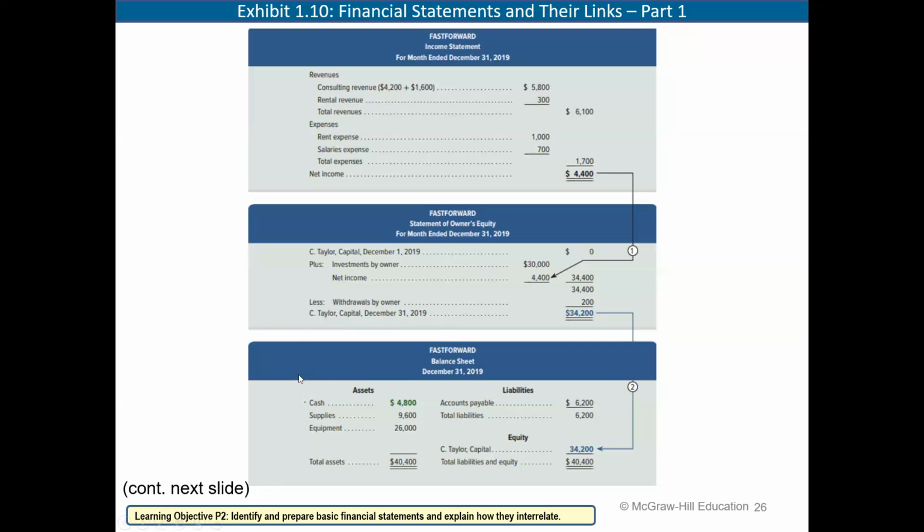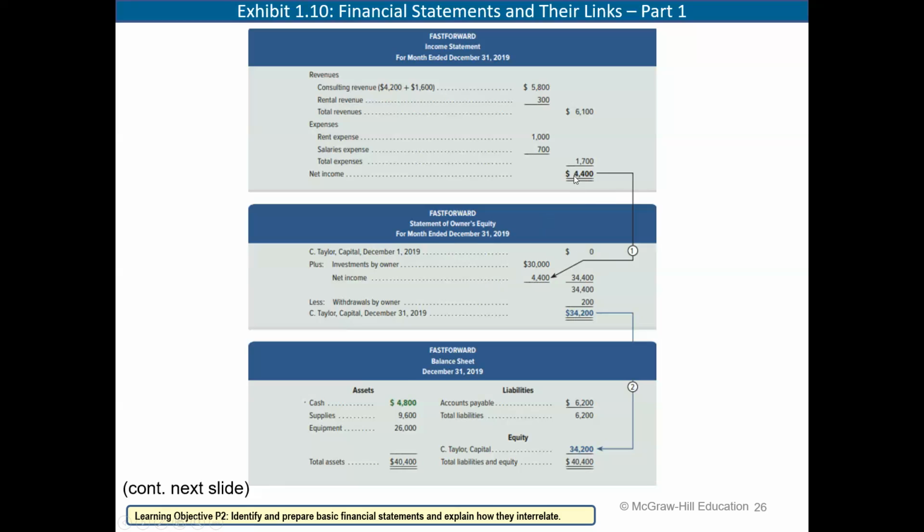So here's what a statement of owner's equity looks like. It has the beginning owner's equity, or what it was at the start of the period. So since this business just started, they started with zero. Then they have the investment by the owner. The owner put in $30,000.